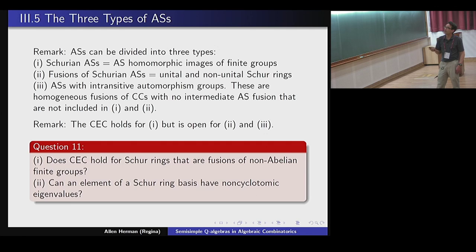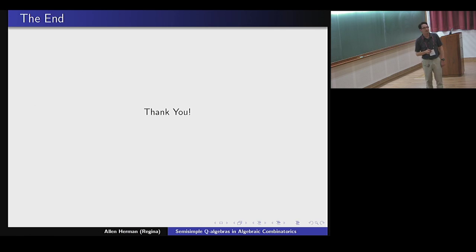So these are fusions of group rings, class 2 there. We don't know if you fuse to get a Schur ring, whether it can have a non-cyclotomic character value. That's not known. Could be. Where the work stands at the current moment is that you have to take a fusion of a non-abelian finite group to produce a Schur ring that may have a non-cyclotomic eigenvalue. That's my last slide, and thank you very much for your attention.